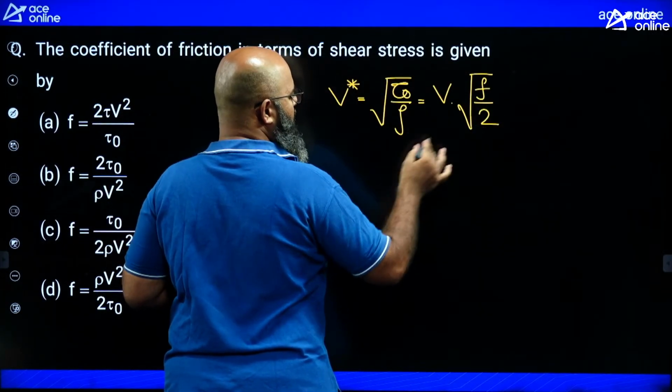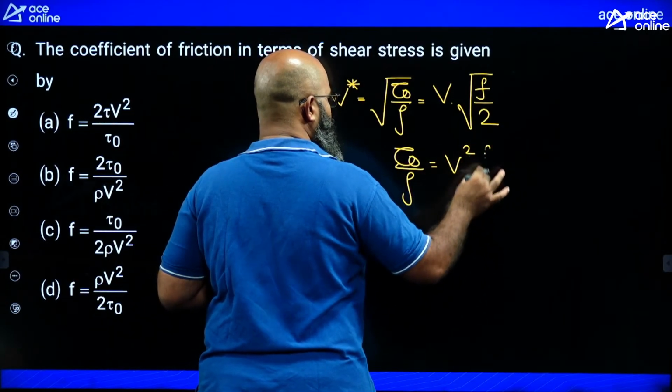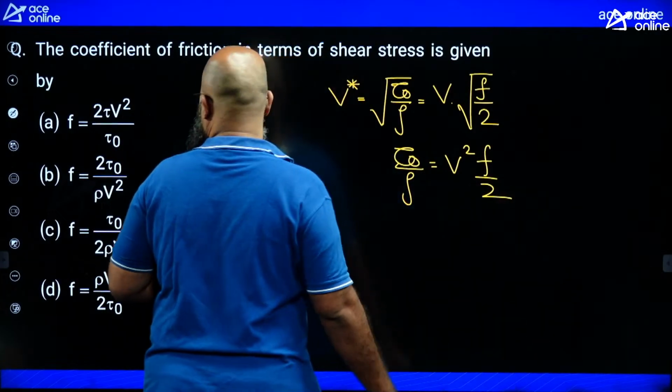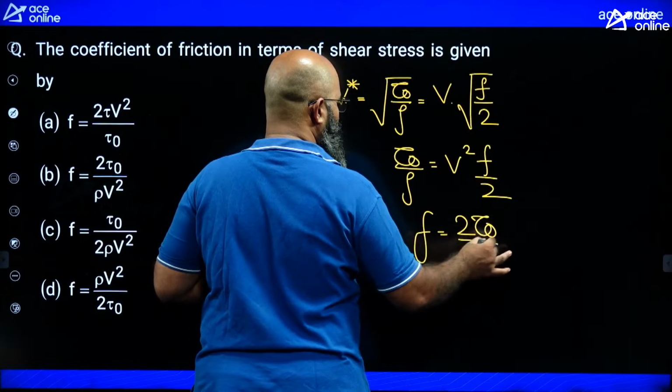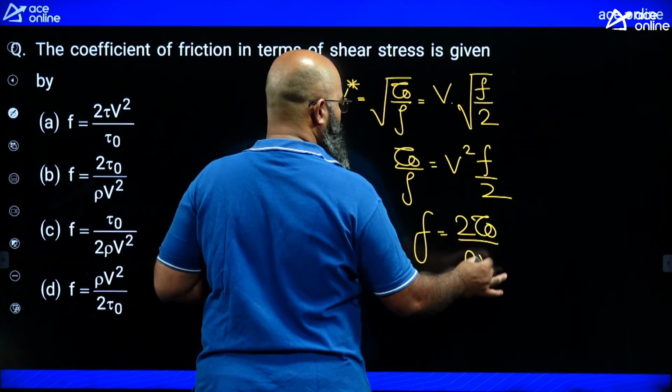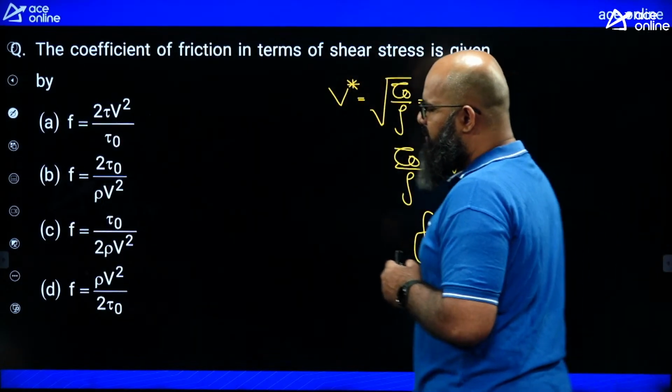Now if you square on both sides, you are getting tau naught by rho is equal to V square F by 2. The value of F over here becomes equal to how much? 2 times tau naught upon rho into V square. Option B will be correct.